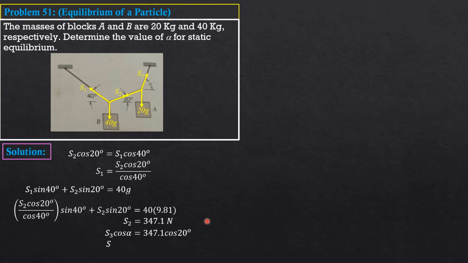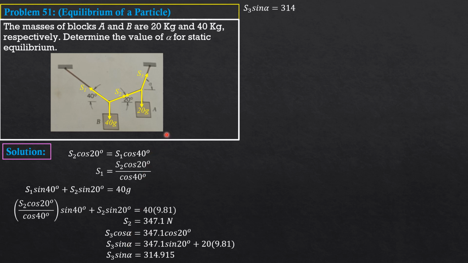So that's it. Then summation forces vertical: S3 sine of alpha equals 347.1 (S2) sine of 20 plus 20 times G, where G is 9.81. So S3 sine alpha is equal to, combining the values on the right side, 314.915 newtons. So next we divide this equation, S3 sine alpha, by this equation, S3 cosine alpha, to cancel out S3 and solve for alpha.